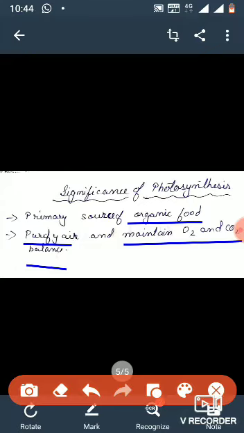Now, when the plant will utilize this carbon dioxide to perform the process of photosynthesis, it will produce the food as well as it will release oxygen molecules. These oxygen molecules will be released through the stomata into the atmosphere. Now, we will utilize these oxygen molecules for our breathing purpose. So, this photosynthesis helps the plant to prepare the food, as well as it also helps to purify the air and maintain oxygen and carbon dioxide balance.